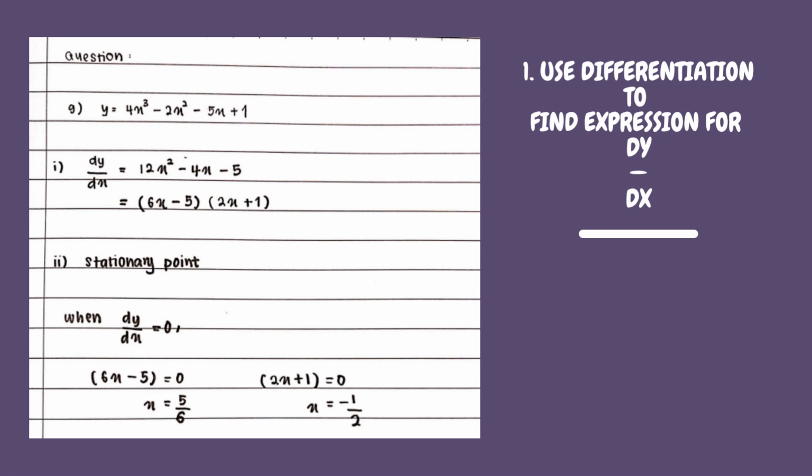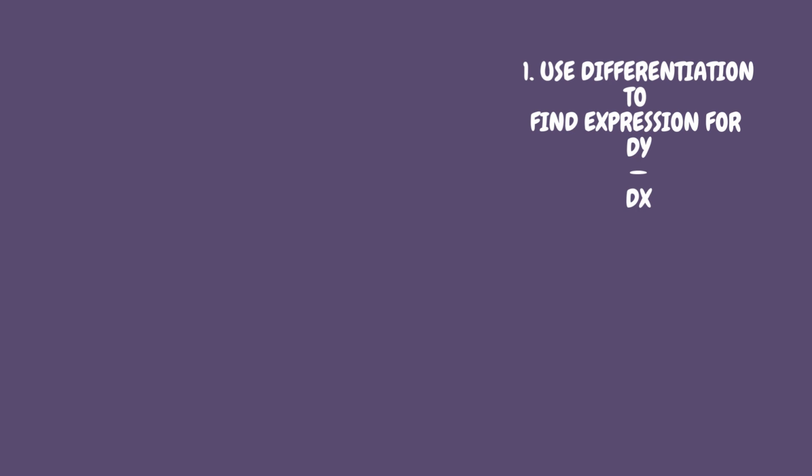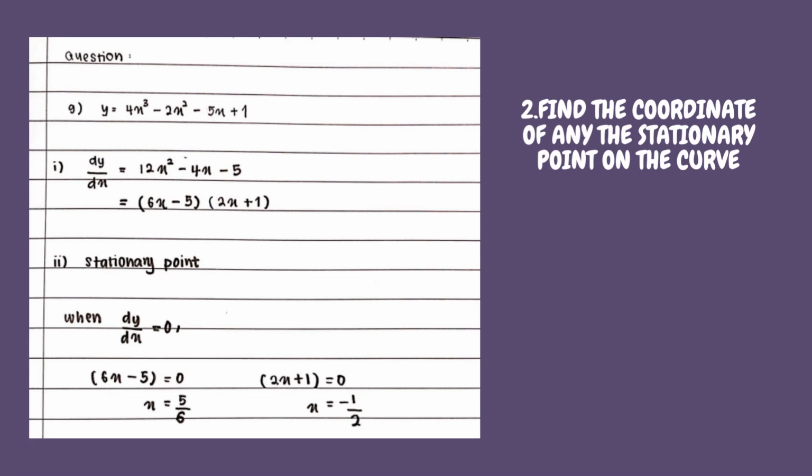dy over dx equals to 3 times 4 x to the power of 3 minus 1, minus 2 times 2 x to the power of 2 minus 1, minus 5, equals to 12x squared minus 4x minus 5, equals to bracket 6x minus 5 bracket 2x plus 1. Question number 2. Find the coordinates of any stationary points on the curve.